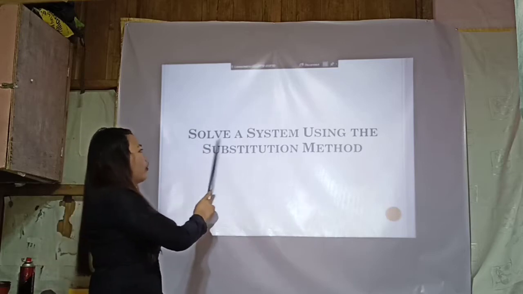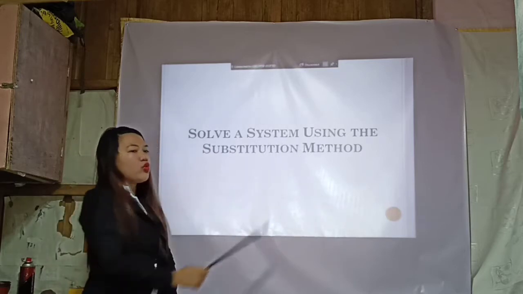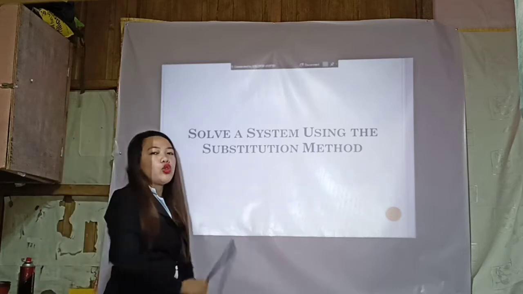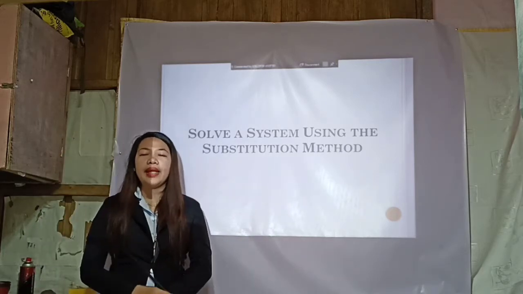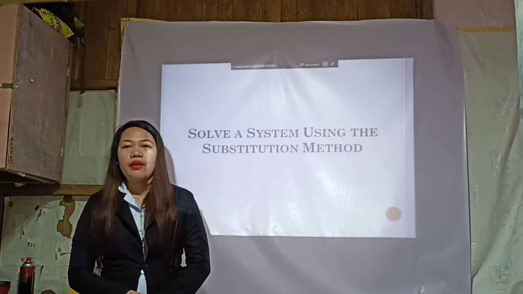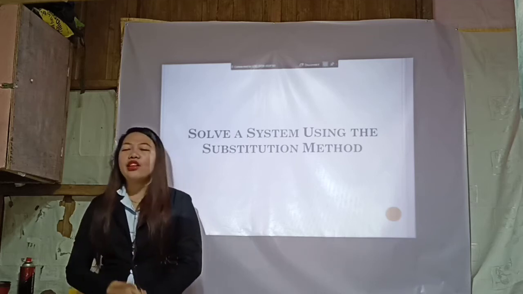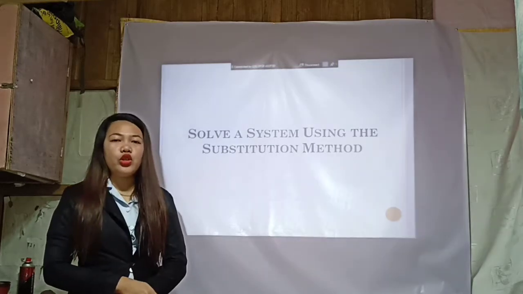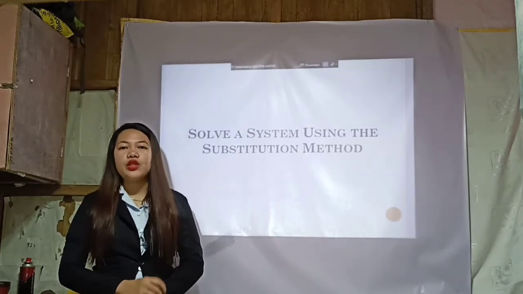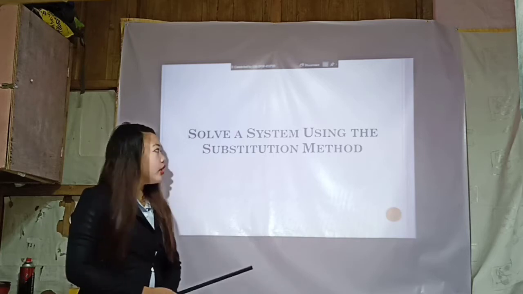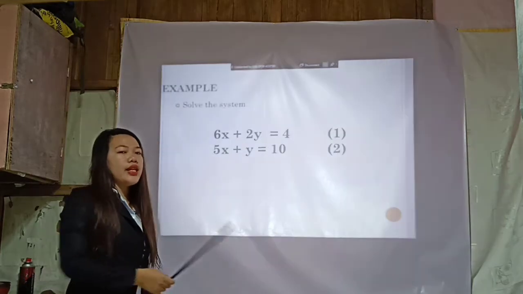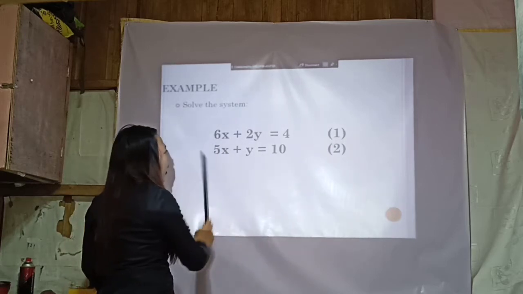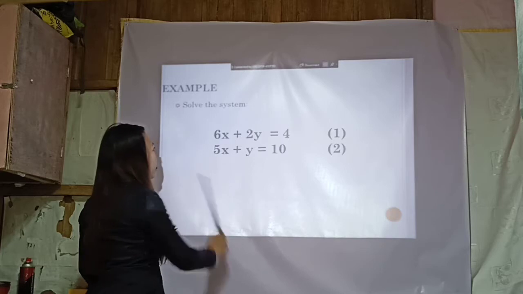So, solve a system using the substitution method. So, what is substitution? Okay, Miss Bihik. Very good. Okay, Mr. De La Cruz. Okay, thank you. So, substitution is to put in the place of another. So this is an example of equation. So this would be the equation number 1 and equation number 2.